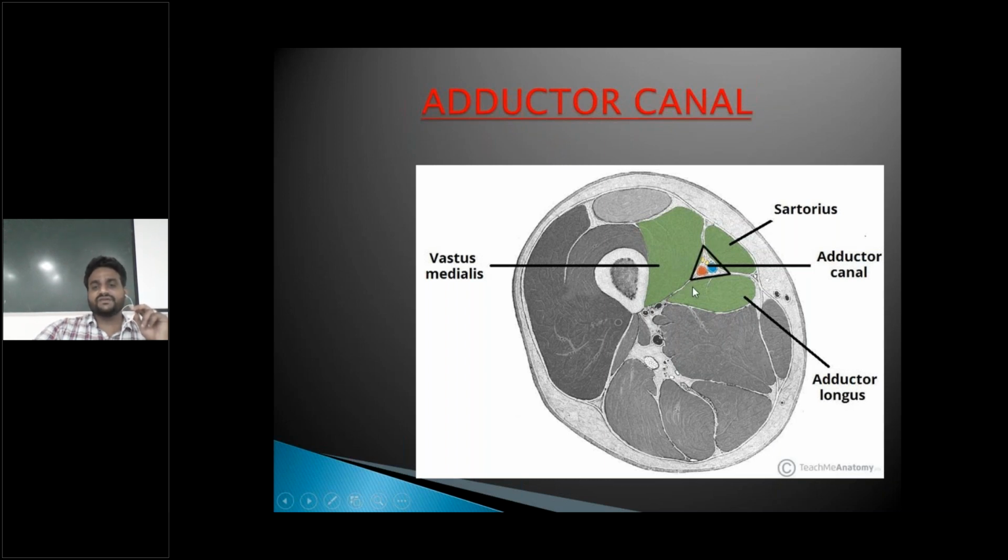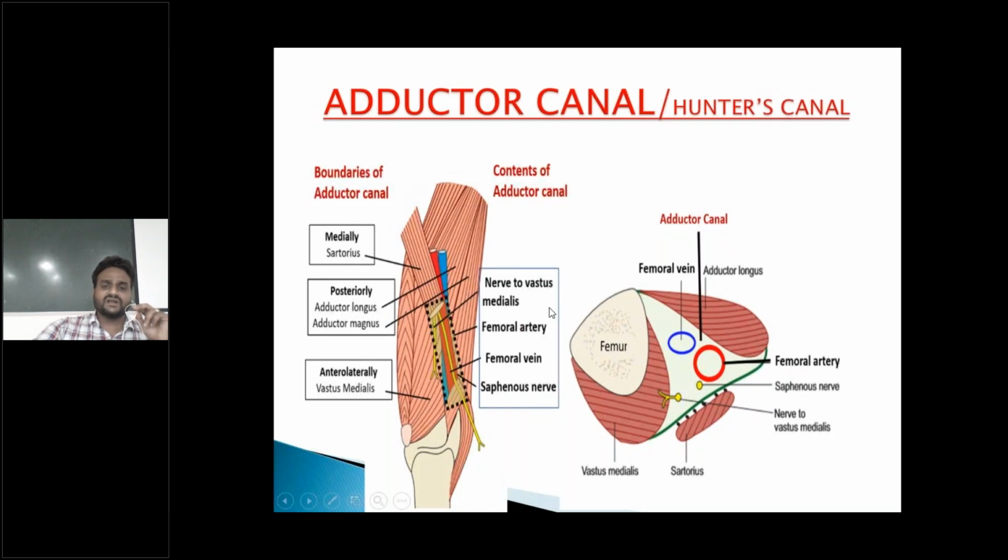So in this picture, can you see the triangular cross section? Triangular canal. This is the adductor canal, present between the muscles of the medial compartment of the thigh. Here you can see the light green color. So this is the adductor canal. Now in this simple picture we explain the location, extent, boundaries and contents. We can study all these points in this single slide.